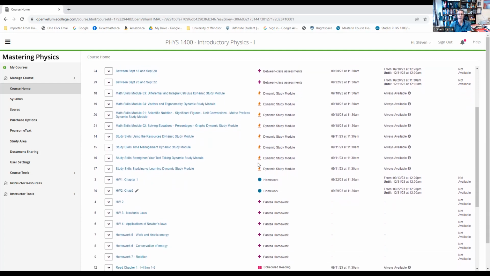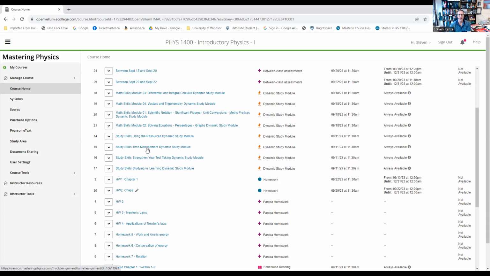And these dynamic study modules are just great resources that Pearson has put online through Mastering Physics to help you learn all kinds of things. And I'm going to be releasing dynamic study modules. There's no points involved with them because I'm not going to make you do them. But boy, if you think you need help before you're paying for a tutor or going to Google or looking at YouTube videos, be looking at these things. These are specifically crafted and designed to help you do well in this course. Some of them aren't even related to physics.